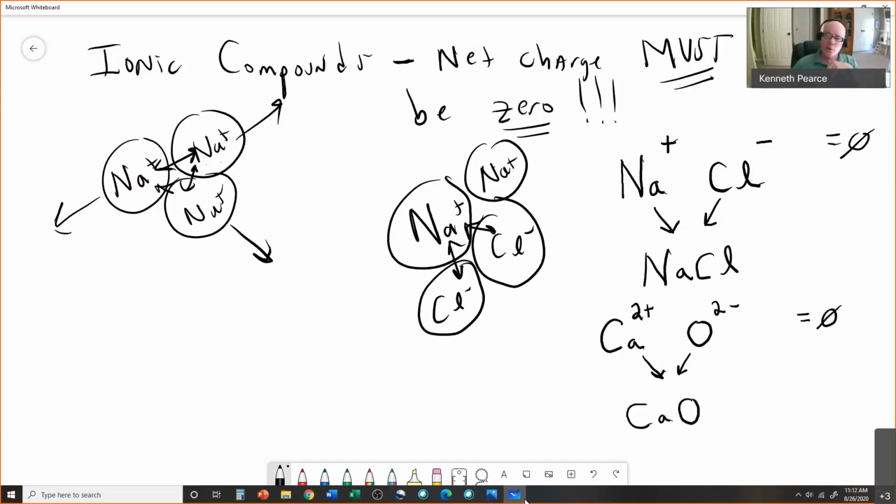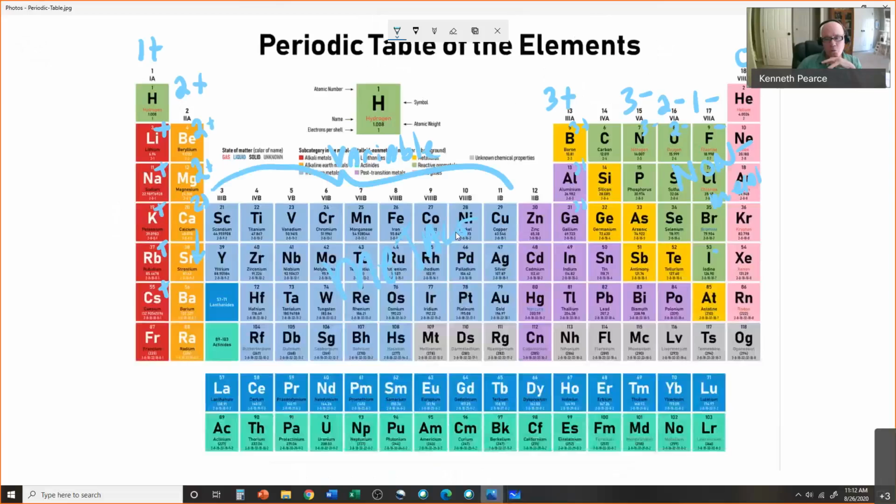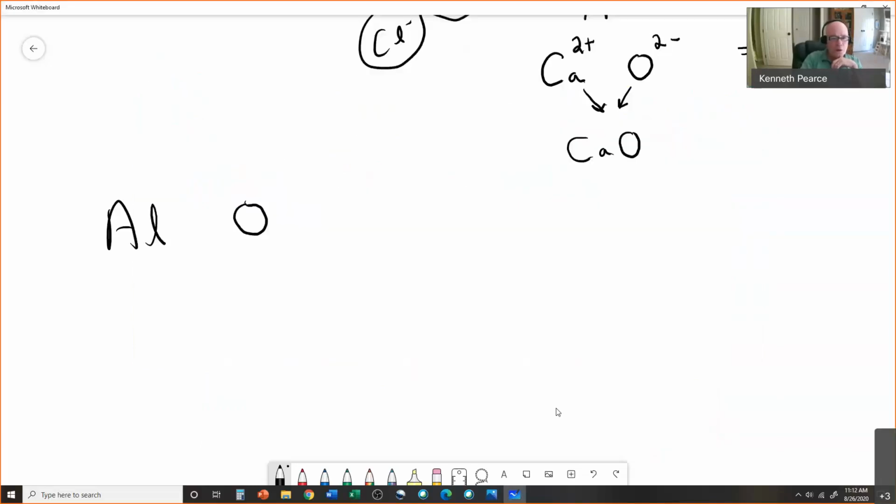There it is. Now, the problem arises: what do you do if the charges are not equal? Let's say we have aluminum with oxygen. I look on my periodic table and I find aluminum, and aluminum is in the 3+ column. And I see that oxygen is in the 2- column. And so I go ahead and write these down. And this does not add up.